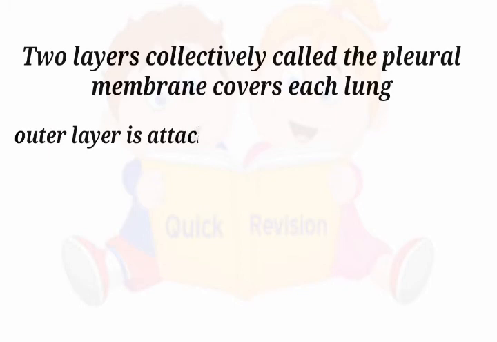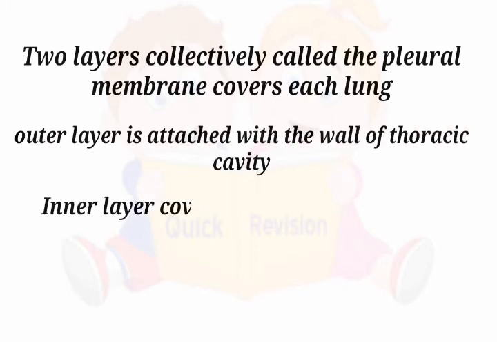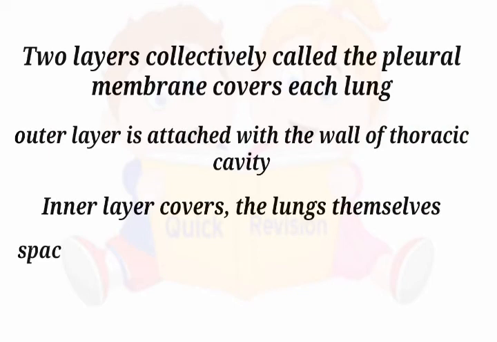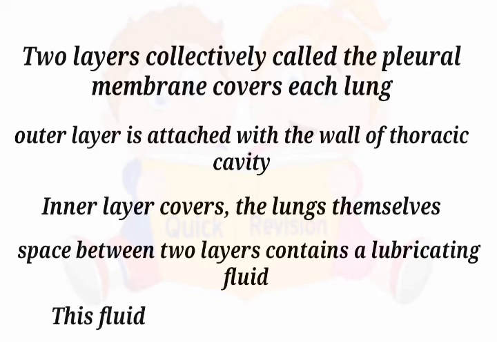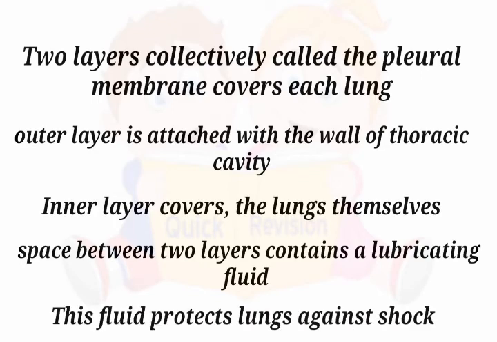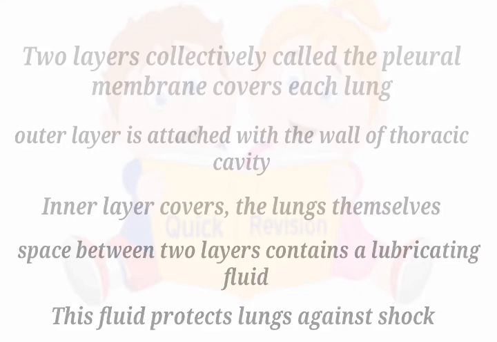Two layers, collectively called the pleural membrane, cover each lung. The outer layer is attached to the wall of the thoracic cavity. The inner layer covers the lungs themselves. The space between these two layers contains a lubricating fluid. This fluid protects the lungs against shock.